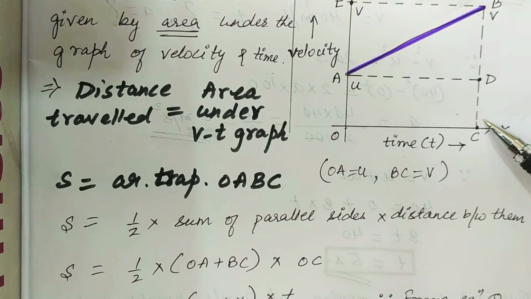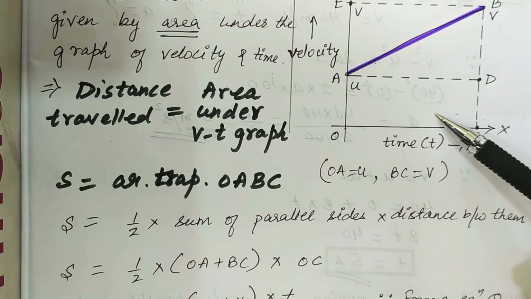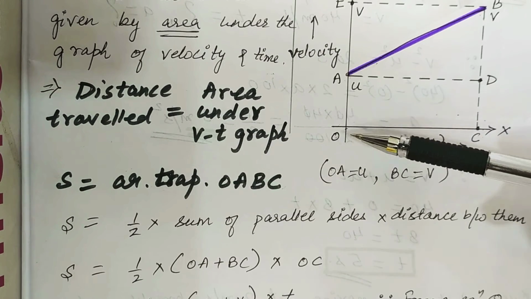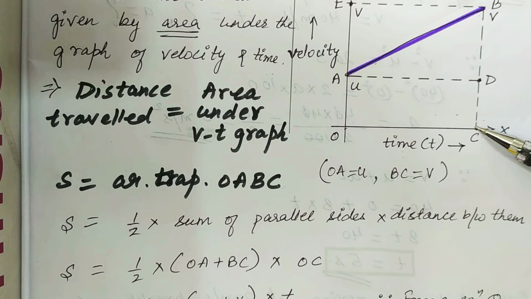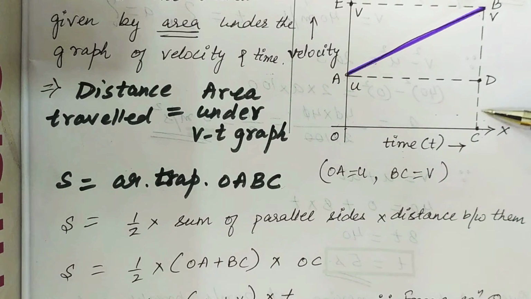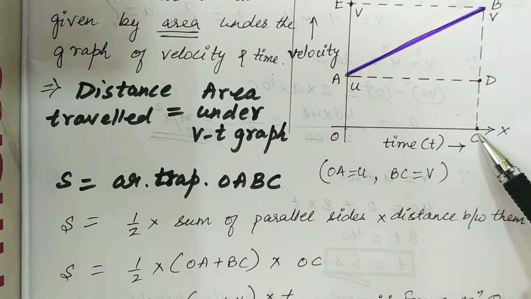OABC. Earlier we broke up the formula into the area of triangle plus area of rectangle, but now we will directly apply the formula for the area of a trapezium. Can you see the trapezium here? Yes, the trapezium is OABC. A trapezium has two parallel sides and two non-parallel sides. So the parallel sides are AO and BC, and the non-parallel sides are AB and OC.